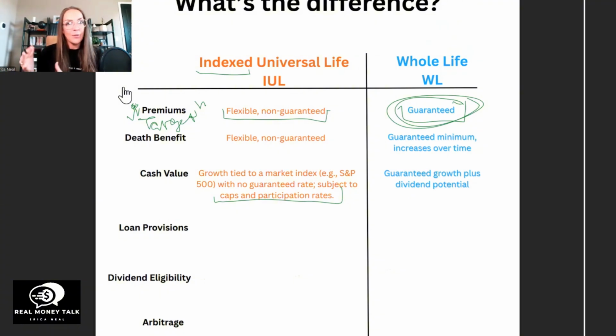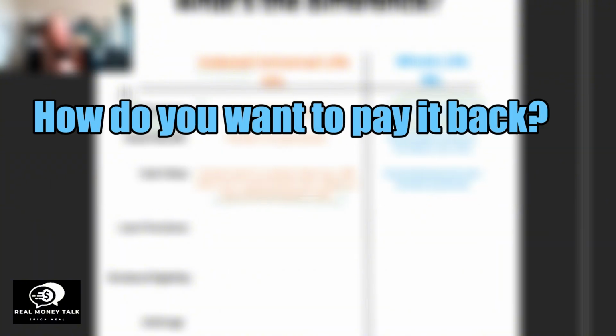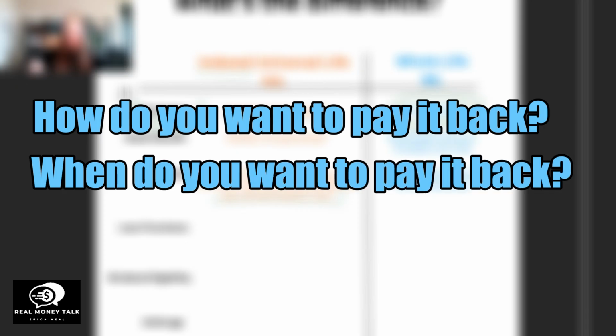Now, again, like we said, being your own banker means that you're taking loans against your policy, right? You're borrowing against that cash value. Those loans are going to be on your terms, meaning you decide how you want to pay that back. What does it look like? When, right? At what rate?